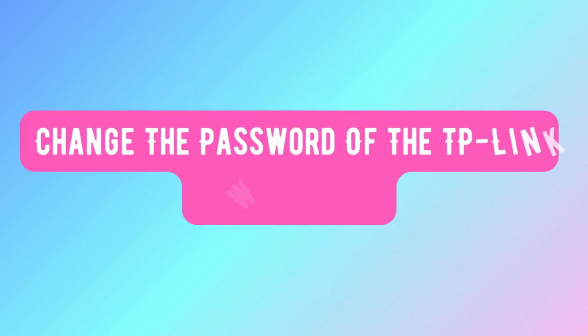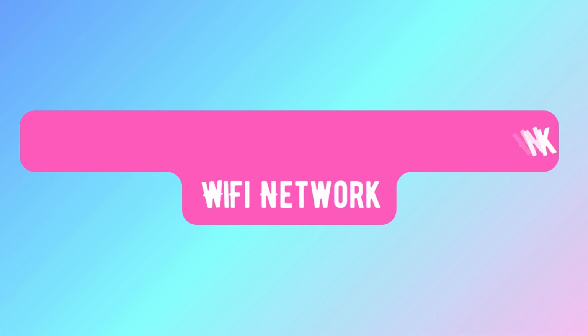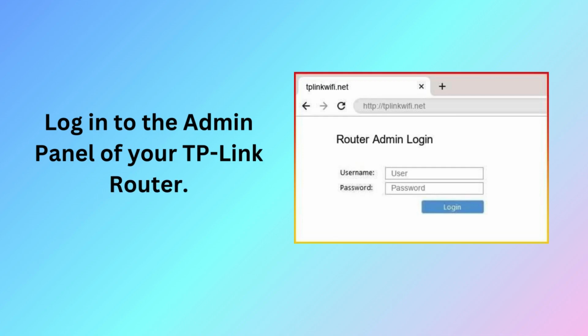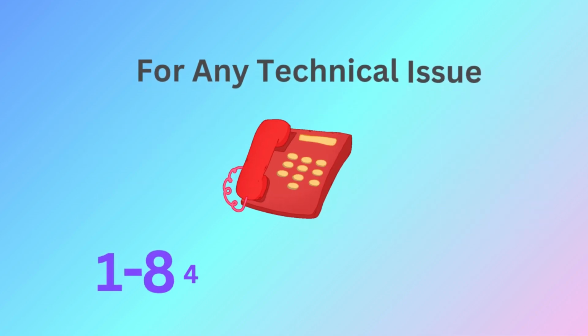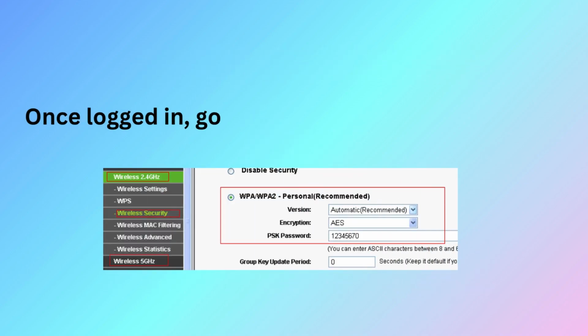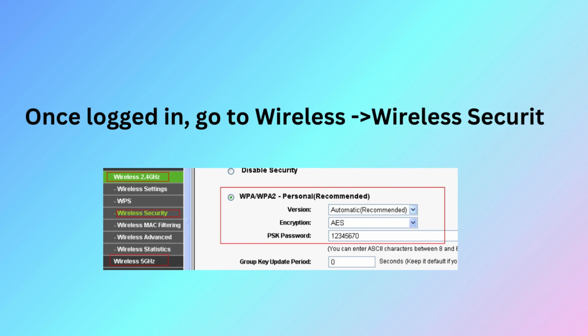Change the password of the TP-Link Wi-Fi network. Log into the admin panel of your TP-Link router. Once logged in, go to Wireless, Wireless Security.